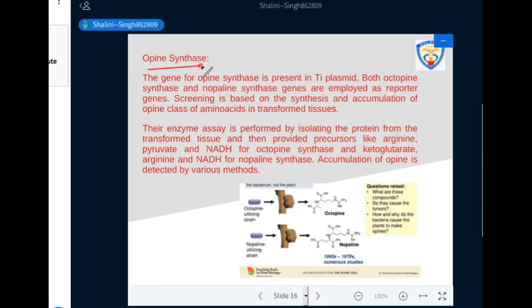Opines, opine synthase. The genes for opine synthase are present in the Ti plasmid. Both octopine synthase (OCS) and nopaline synthase, that is the NOS gene, are employed as reporter genes. Screening is based on the synthesis and accumulation of the opine class of amino acid in transformed tissue. Their enzyme assay is performed by isolating the protein from the transformed tissue and then providing precursors like arginine, pyruvate, and NADH for octopine synthase, and ketoglutarate.